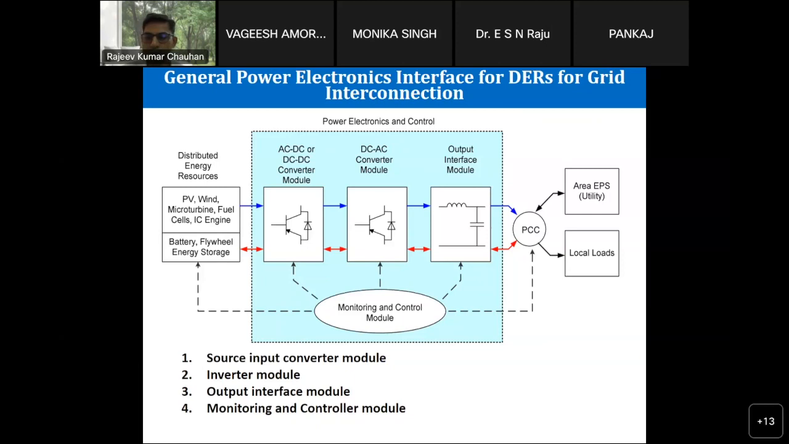3 modules. If you see the DERs, we have included all the DERs, like DC technologies as well as the energy storage. If it is a DC technology, you will have unidirectional power flow, and if it is a battery, an energy storage system, you will have bidirectional power flow. In the input converter module, we have either an AC-DC converter or a DC-DC converter. The AC-DC converter is for the technology which produces variable AC power, and the DC-DC converter is for the DC technology or the energy storage technology which is producing DC power.